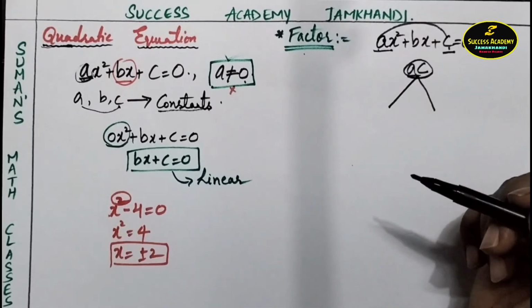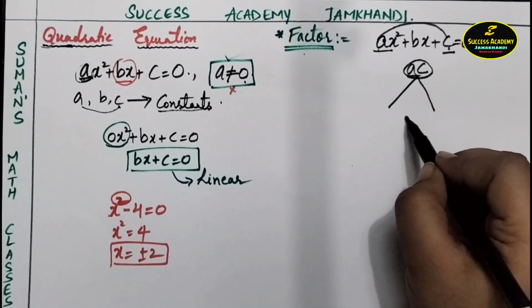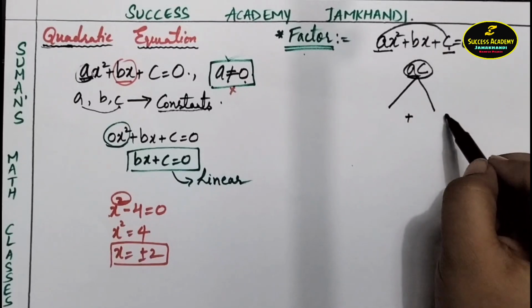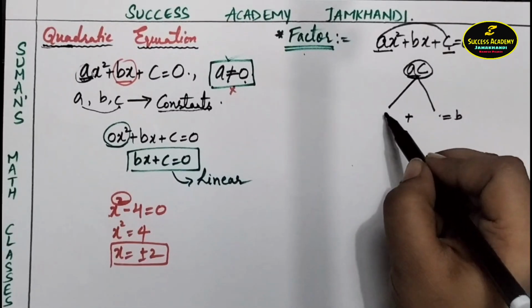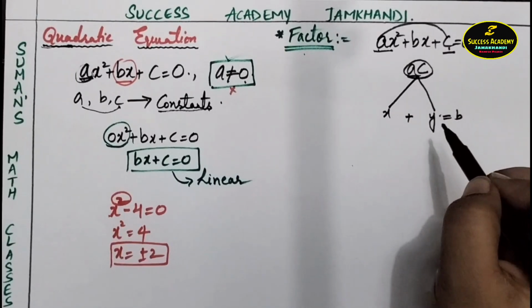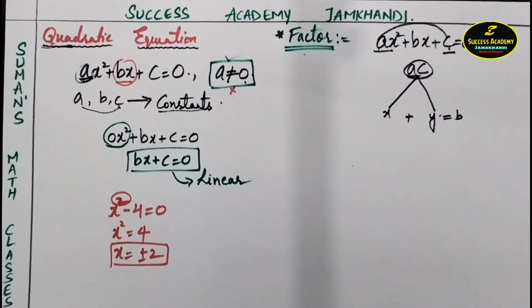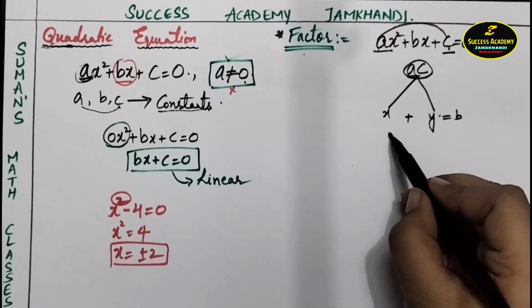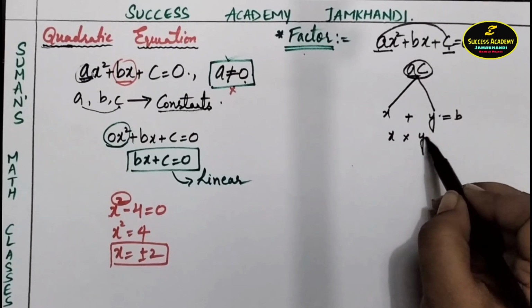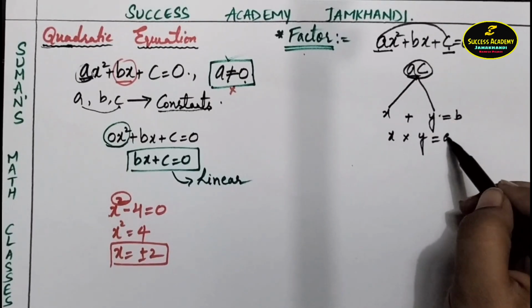Now you have to split this constant result in such a way that if you add both, you should get the result b. Some number is x, another number is y. If you add both x and y, you should get the result b. And in the same way, if you multiply both x and y, you should get back the result ac.